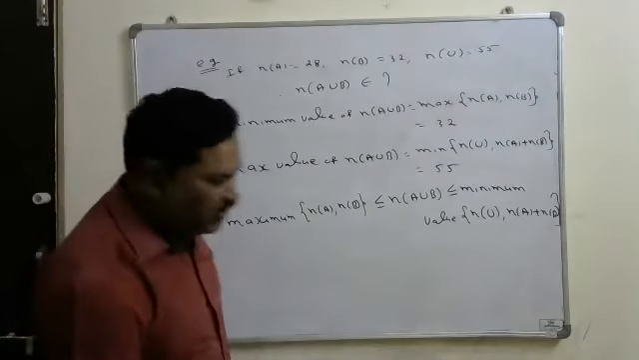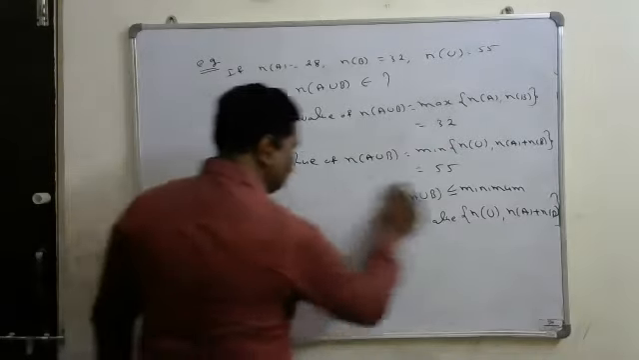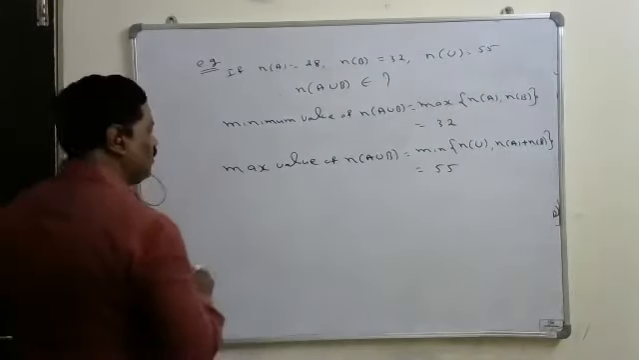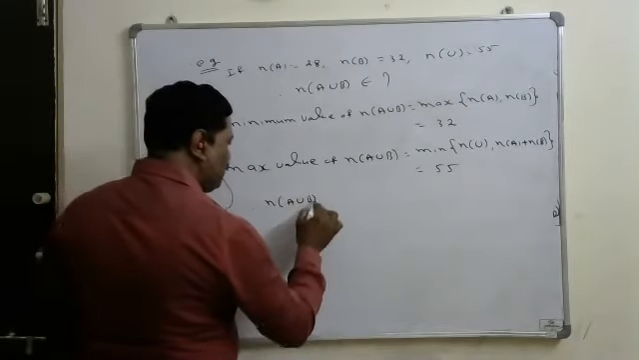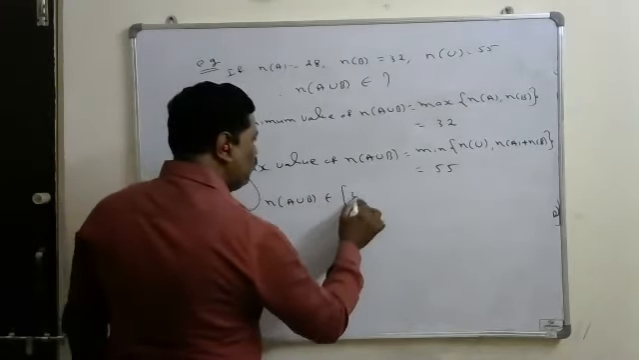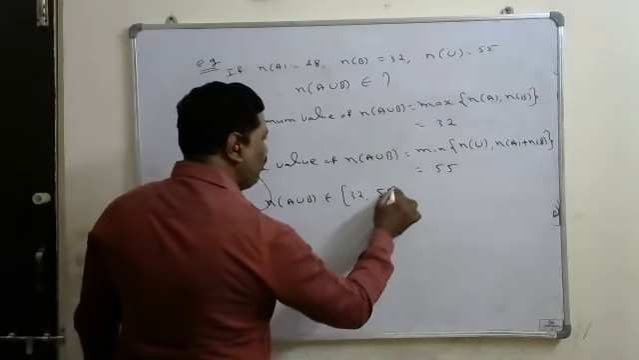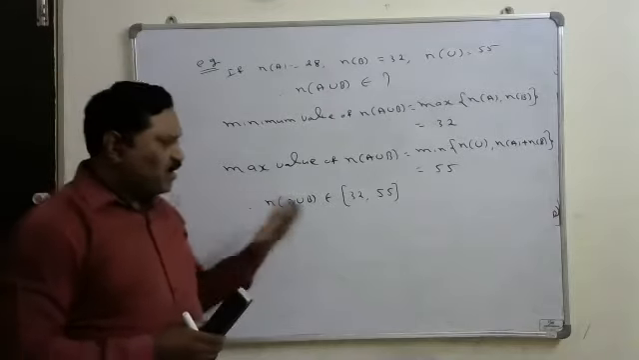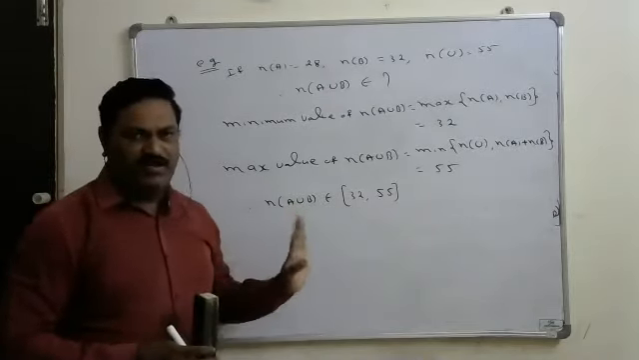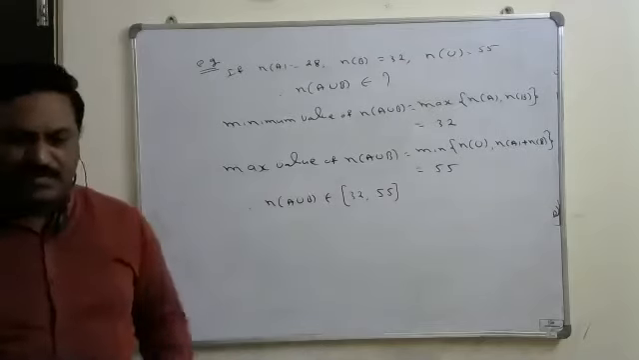So therefore the range of n of A union B has minimum value 32 and maximum value 55. This is the range. So n of A union B always lies between 32 and 55. Like that we can find the range of them. Can I move on?